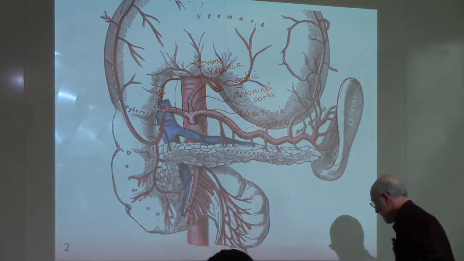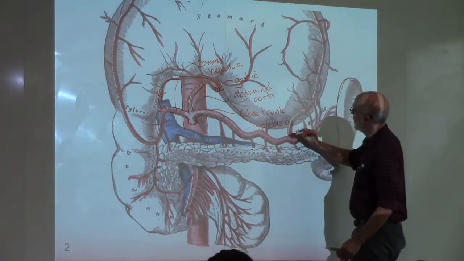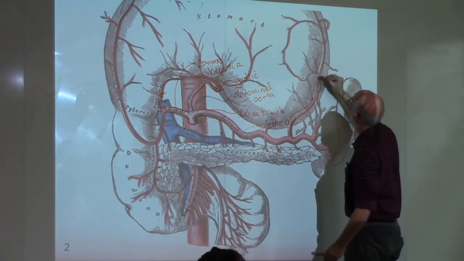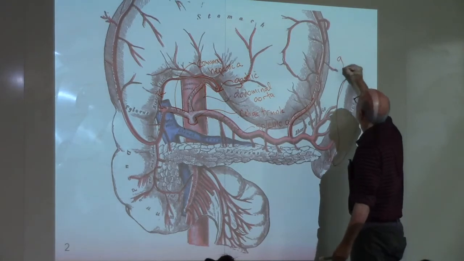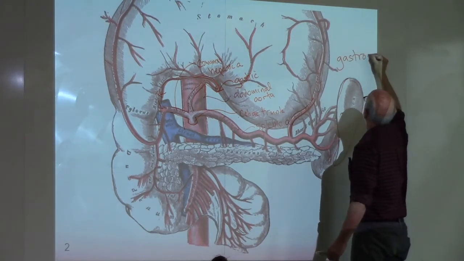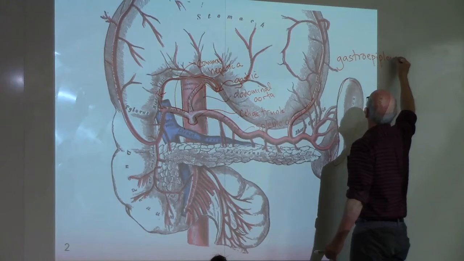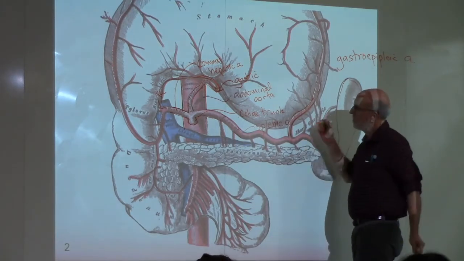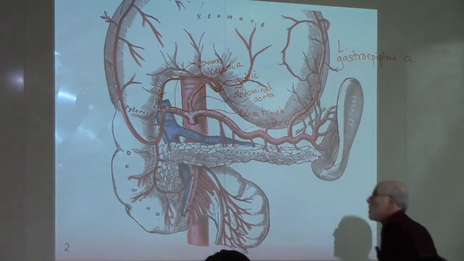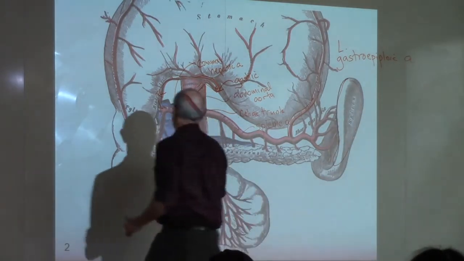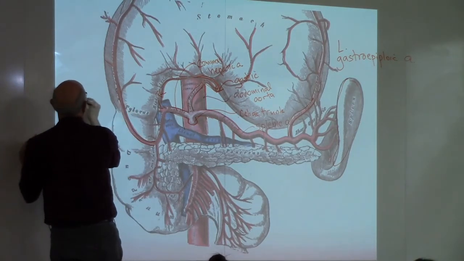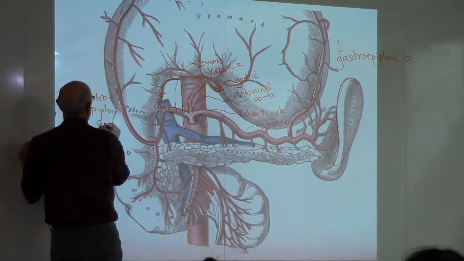Coming off of the splenic artery, what is this one here? That serves the greater curvature of the stomach. Gastroepiploic artery. And this is the left side. And this is the right gastroepiploic artery.